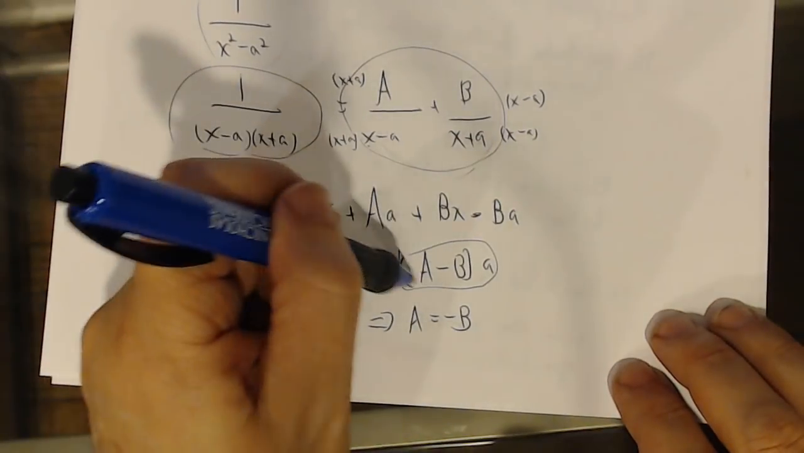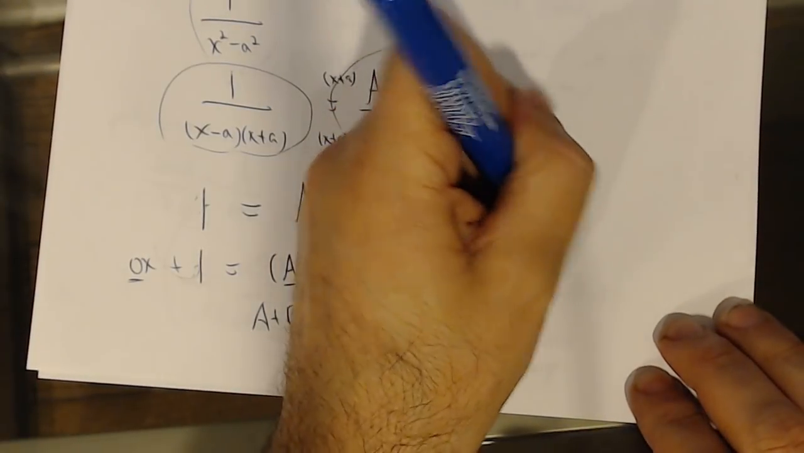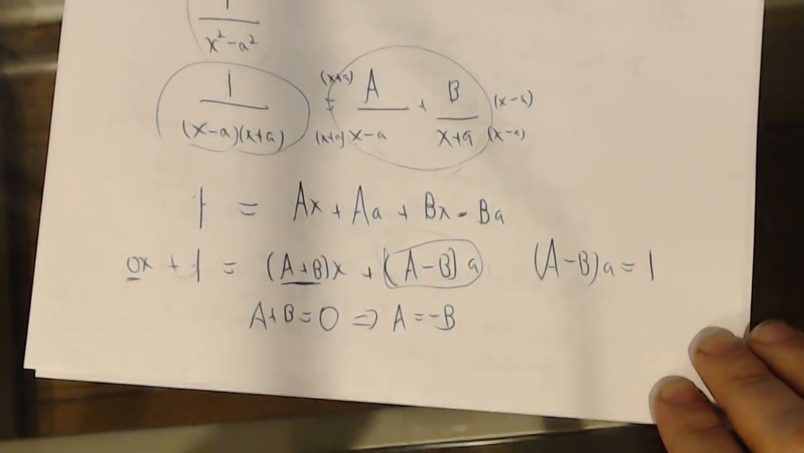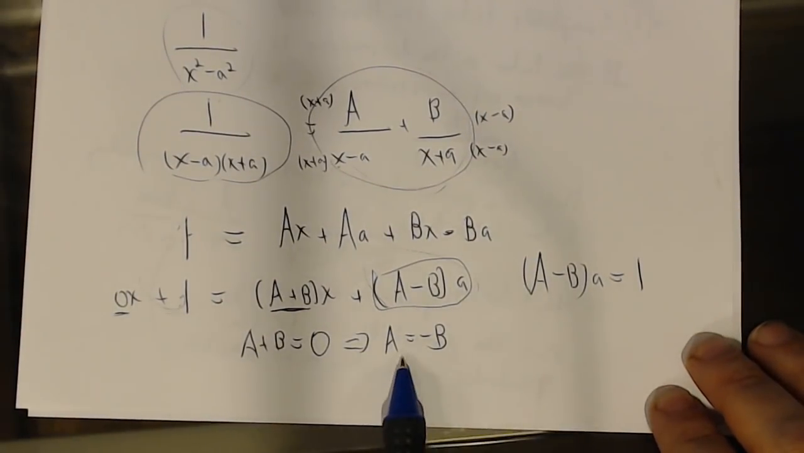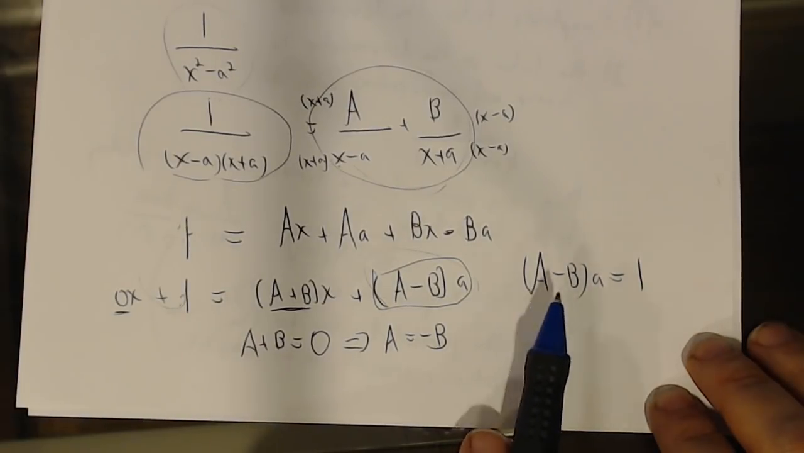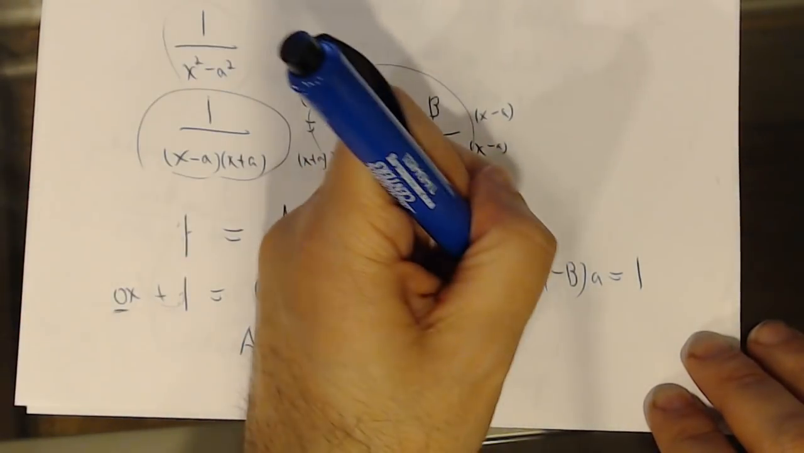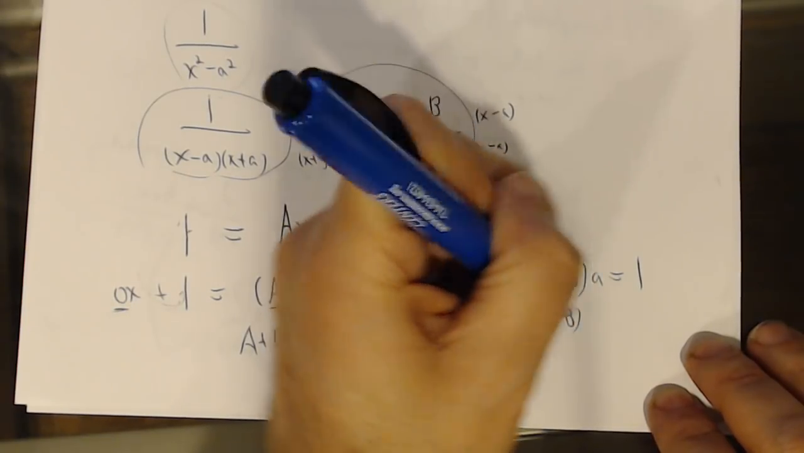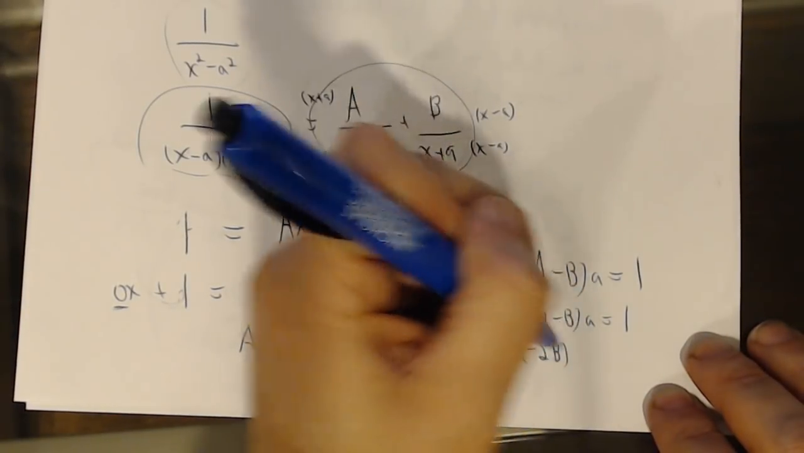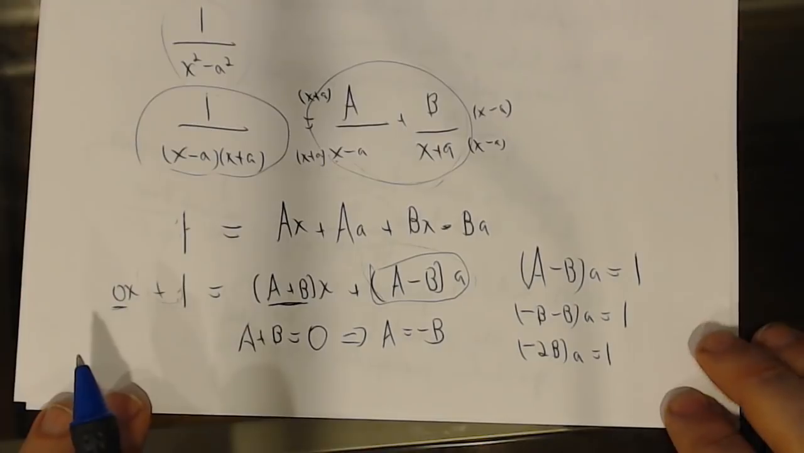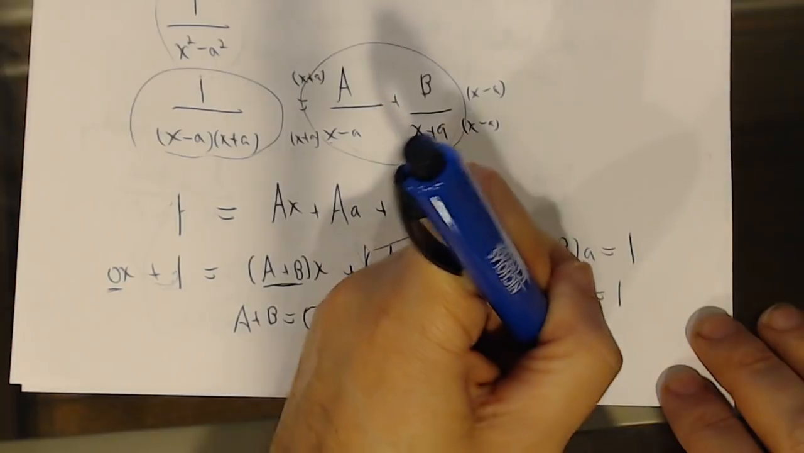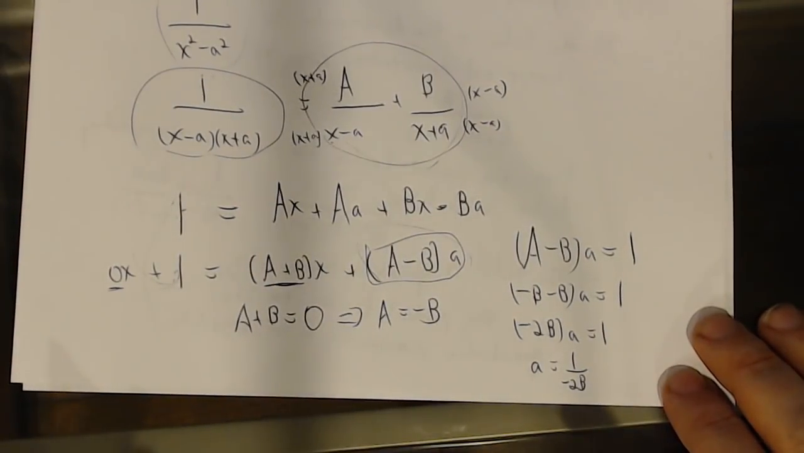So what I could do is come back to this and say, look, I want a minus b times a, or lowercase a, to equal 1. So what does that mean? Well, we already know that a equals negative b. So I could replace a with negative b, and I get negative b minus b times a equals 1. So this becomes negative 2b times a equals 1, which means lowercase a has to be 1 over negative 2b, okay?